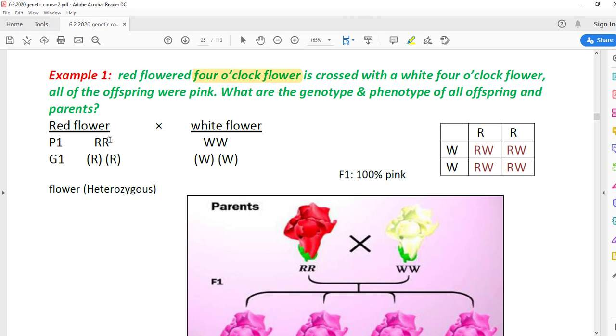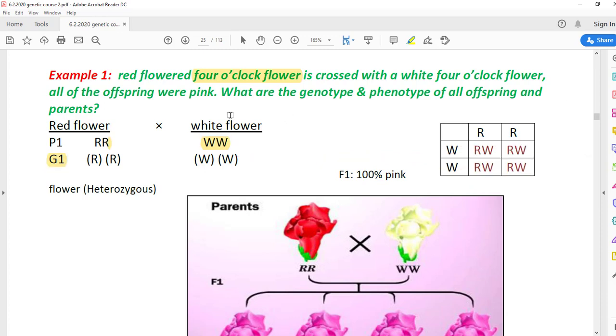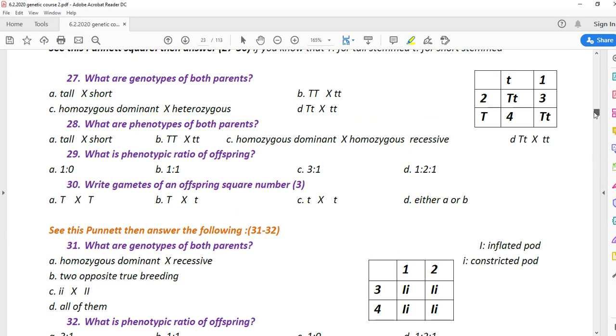A red flower is R capital R capital. See this, R capital R capital.